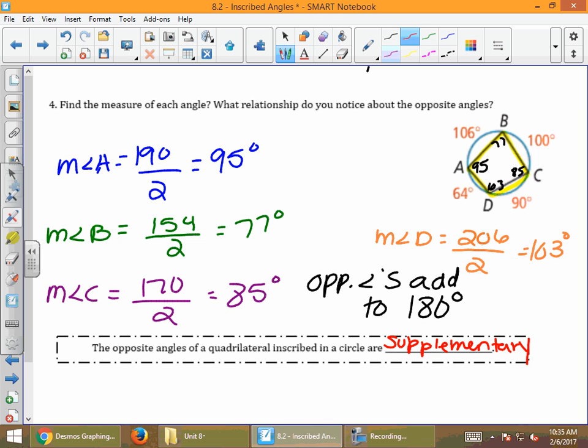So instead of doing the same thing 4 times, you could have found A, and then did 180 minus 95. That gave you C. You could have found B, and then did 180 minus 77, and then D. That works out every single time. You have to know that because sometimes you're just given the quadrilateral and one angle, and you're asked to find the one across from it, and that's the only information you have. You have to know this fact to be able to find that missing angle.